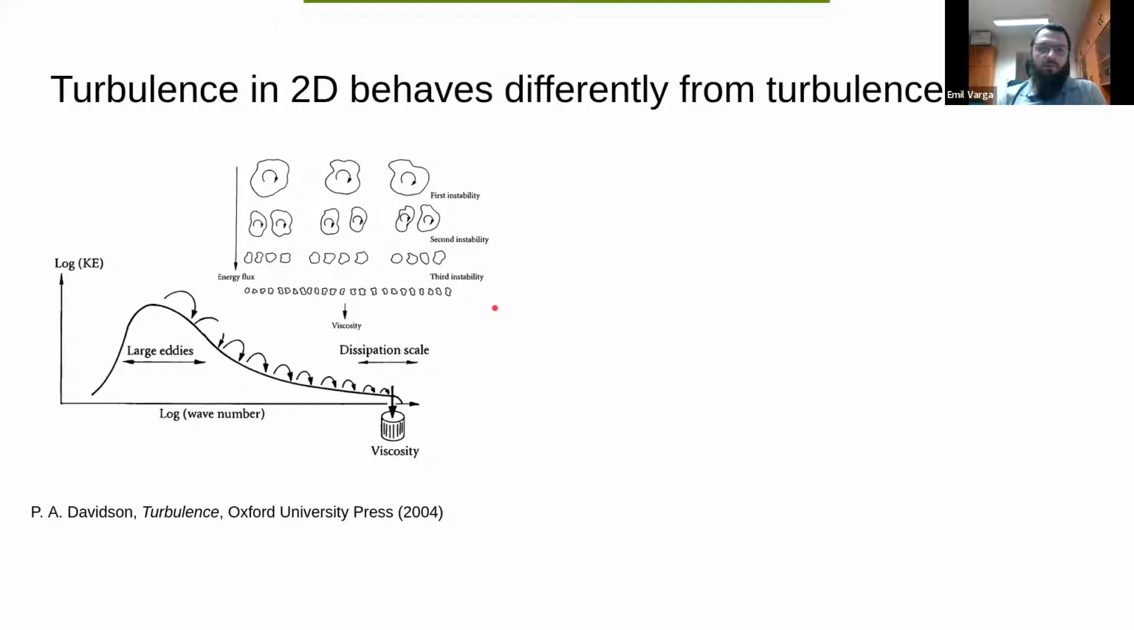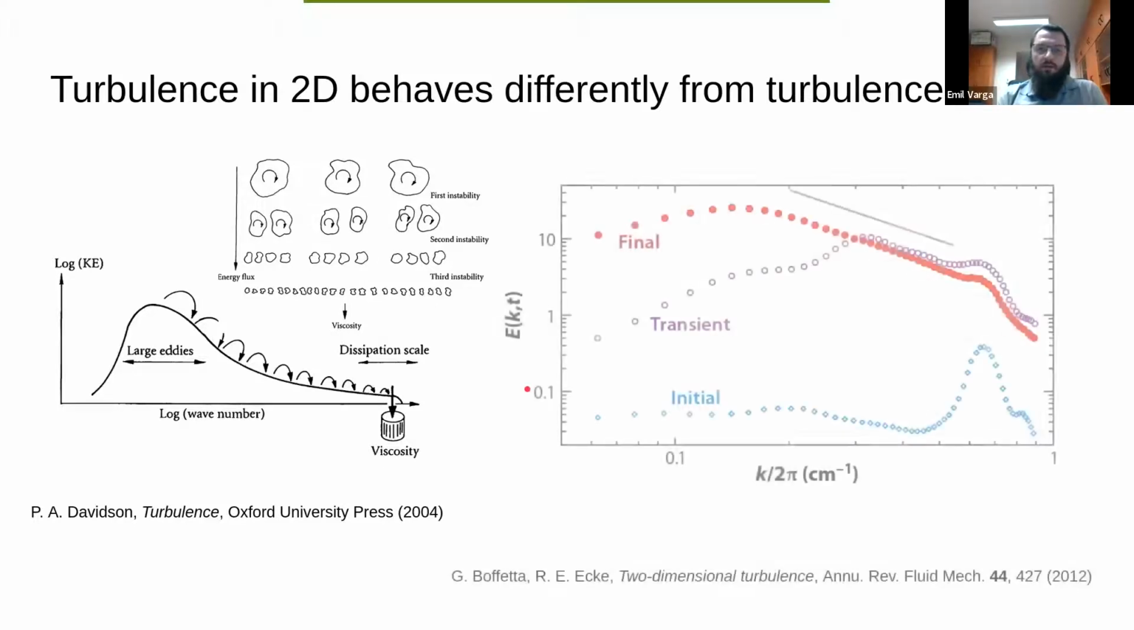This mechanism is sometimes called the Richardson cascade, where your injection mechanism creates large eddies, which are then broken up into smaller eddies, which are then broken up into smaller and smaller eddies until they are dissipated by viscosity. Now, in 2 dimensions, this very fundamental process that is the cornerstone of our understanding of 3-dimensional turbulence is reversed.